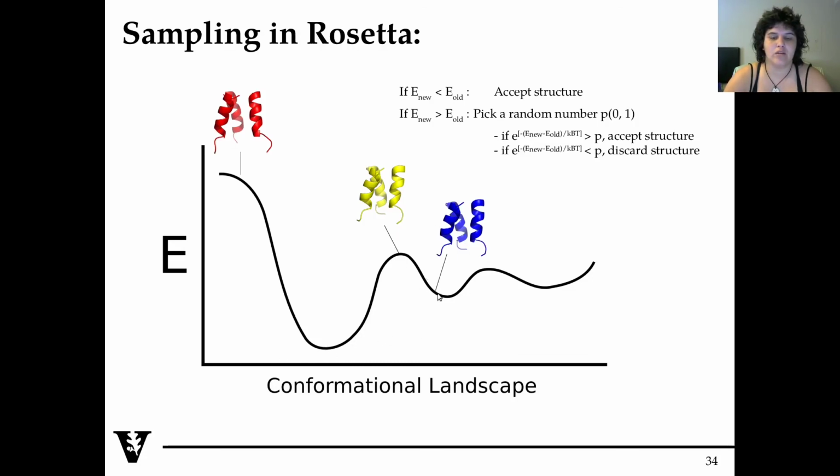So in molecular dynamics, for example, it's really hard once you are in a local minimum to go out and pass the energy barrier. But this Monte Carlo sampling will allow you to sample all around and pass energy barriers so that you can finally find the native structure that is in the global minimum.